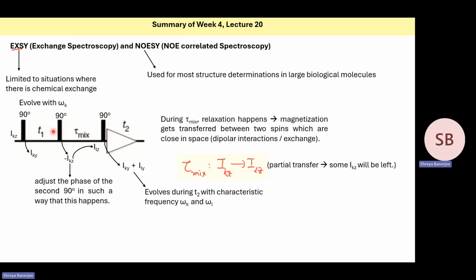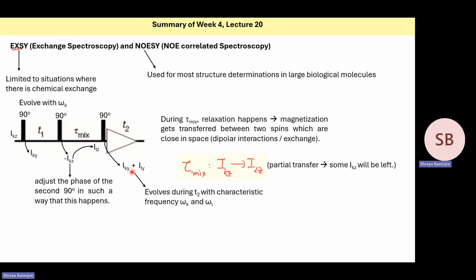Basically, we have to adjust t1 in such a way that when we apply the second 90-degree pulse, the K magnetization is completely in the minus Z axis. After that, we allow a certain time tau for mixing, that is for transfer of magnetization from K to L. So suppose a portion of the K magnetization is transferred to the L spin and it becomes ILZ. Finally, you apply a final 90-degree pulse and you collect the FID. So the FID will have components of K as well as L magnetization.